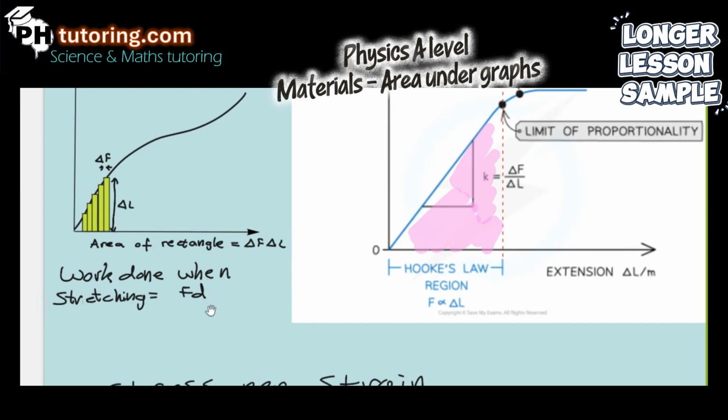Now we know that work done is equal to force times distance. So if I extend a spring by a particular distance, I'd have done some work on it, and the force I used to extend that spring multiplied by the distance I've extended it by would be equal to the work I've done. And therefore, that energy I've expended would go into the spring and be stored as elastic energy.